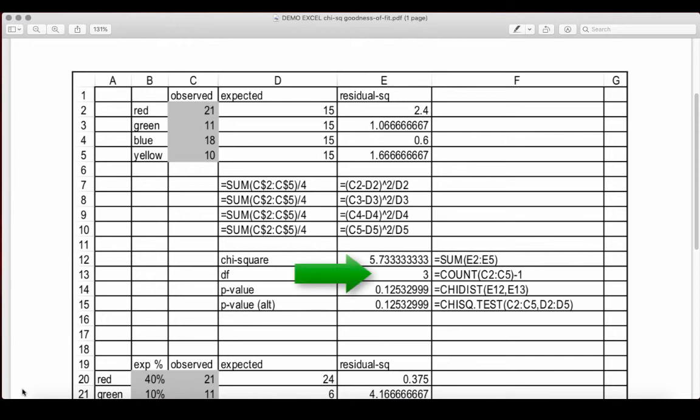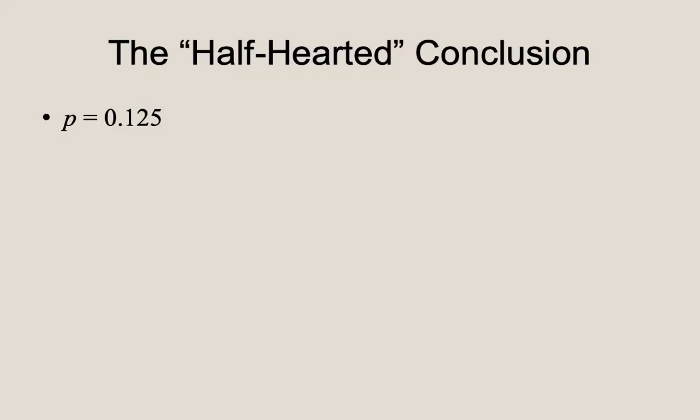So here, the degrees of freedom are 3 because there are 4 categories. Plugging these values into the CHIDIST function in Excel, we get a p-value of 0.125 and change. Well, this p-value would be larger than any reasonable alpha we might pick. Even a generous alpha of 0.1, this is still bigger. So the conclusion is that we would fail to reject the null.